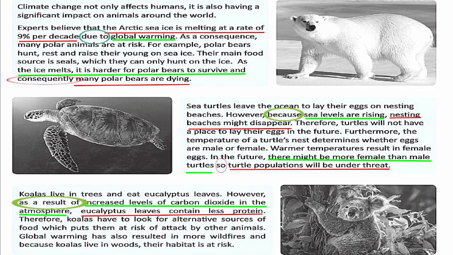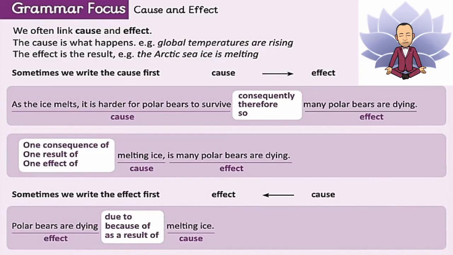So we are going to group these connectors into a rule. Let's see this rule. We often link cause and effect. The cause is what happens. Example: global temperatures are rising. The effect is the result. Example: the Arctic sea ice is melting.